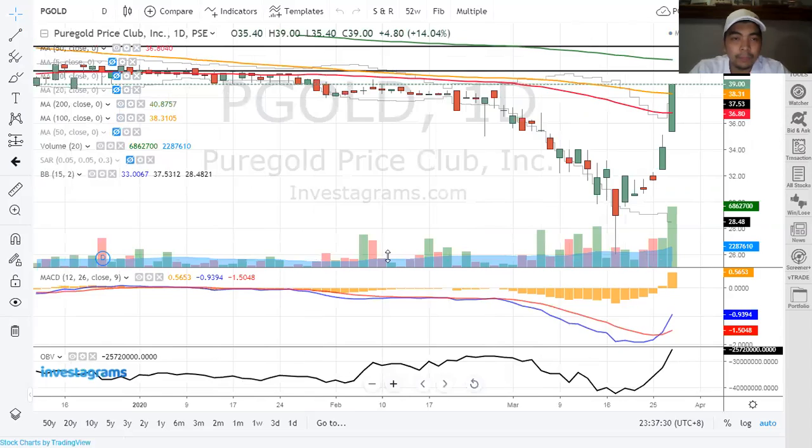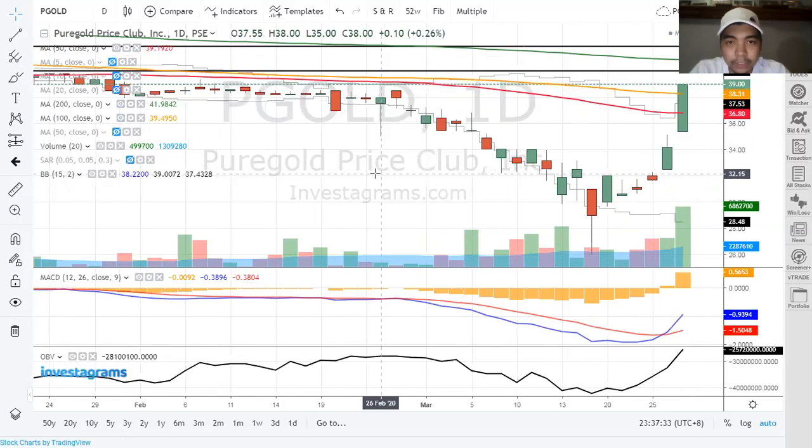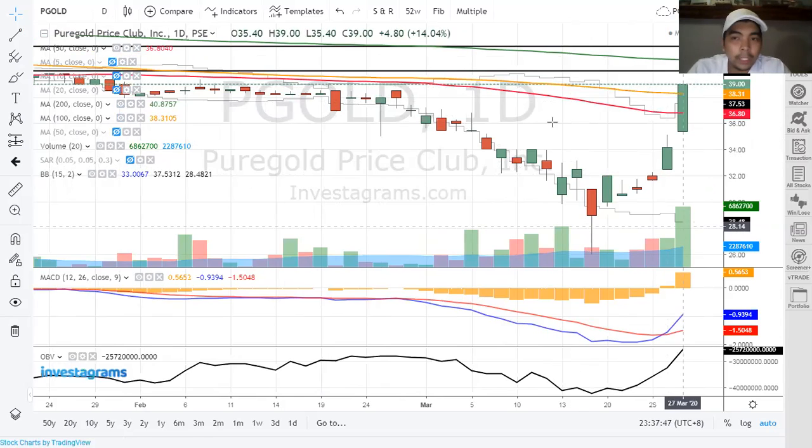Next, we have Pure Gold. Pure Gold for this one, it rallied at around 14%. Diba? So you can see also it has a gap up and a full candlestick right here, a full volume. While here I'm using a 50, 100, and 200-day moving average, pero it already broke out or passed by the 50 and 100-day moving average. Also the Bollinger Bands, it's within or crossed over the top Bollinger Band.